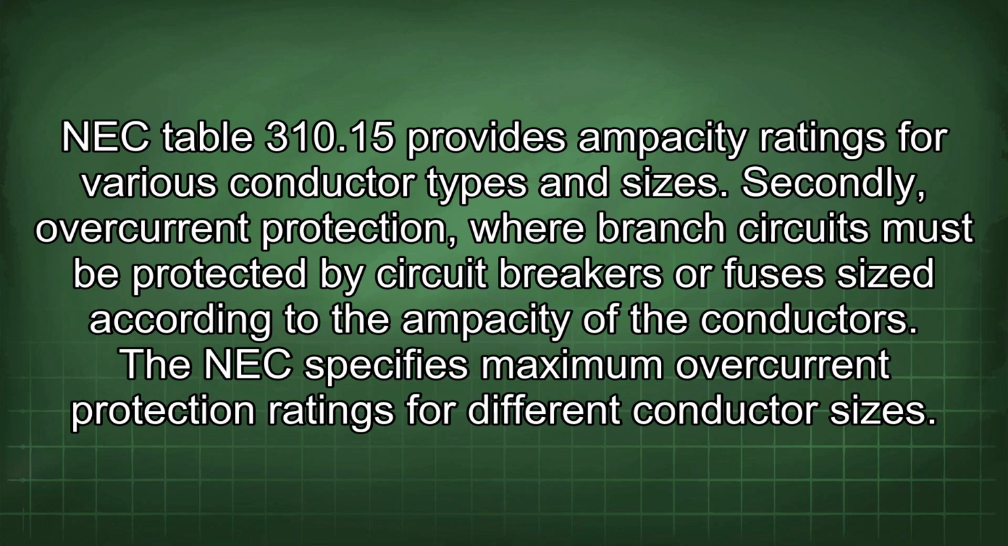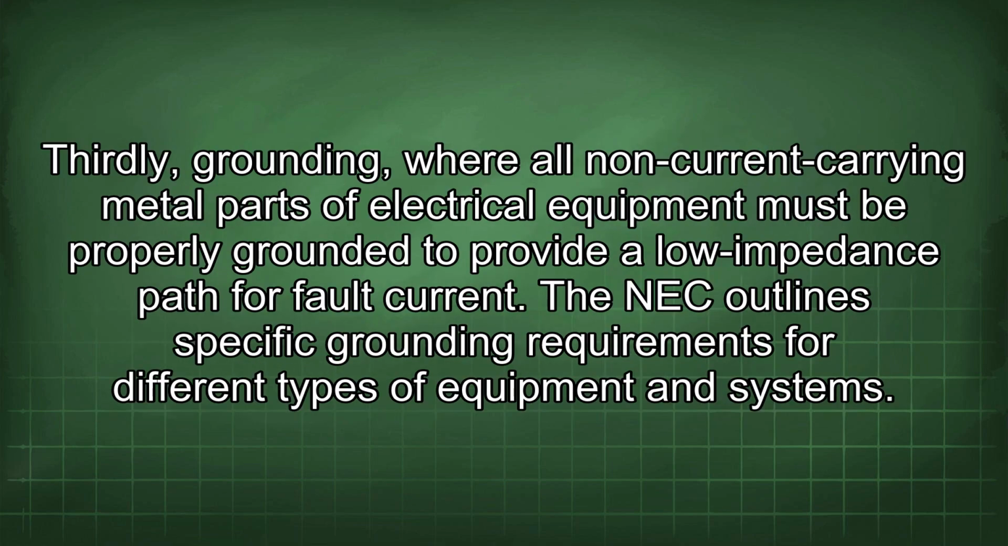Secondly, overcurrent protection, where branch circuits must be protected by circuit breakers or fuses sized according to the ampacity of the conductors. The NEC specifies maximum overcurrent protection ratings for different conductor sizes. Thirdly, grounding, where all non-current carrying metal parts of electrical equipment must be properly grounded to provide a low impedance path for fault current. The NEC outlines specific grounding requirements for different types of equipment and systems.